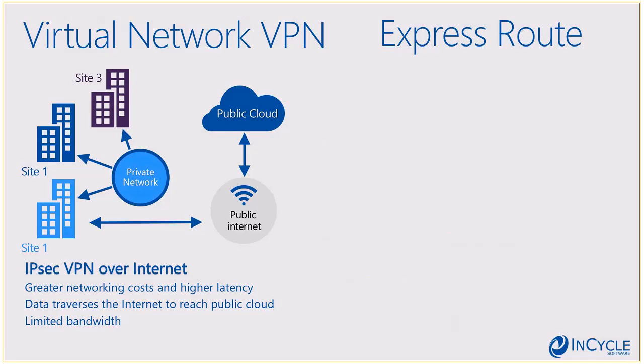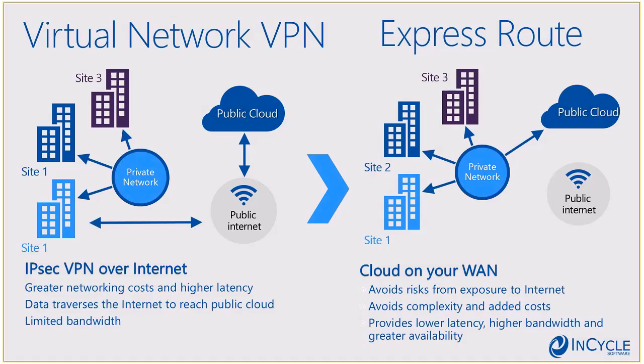If you do have the need for a more dynamic and more advanced solution, this is where ExpressRoute comes into play. So here, in this case, you're bypassing the public internet connection, and you're having a straight connection up to the Azure cloud. So it's synonymous to having the cloud on your wide area network. This avoids risk from exposure to the internet, so that's a good benefit of ExpressRoute. Also avoids complexity and adds added costs, right?